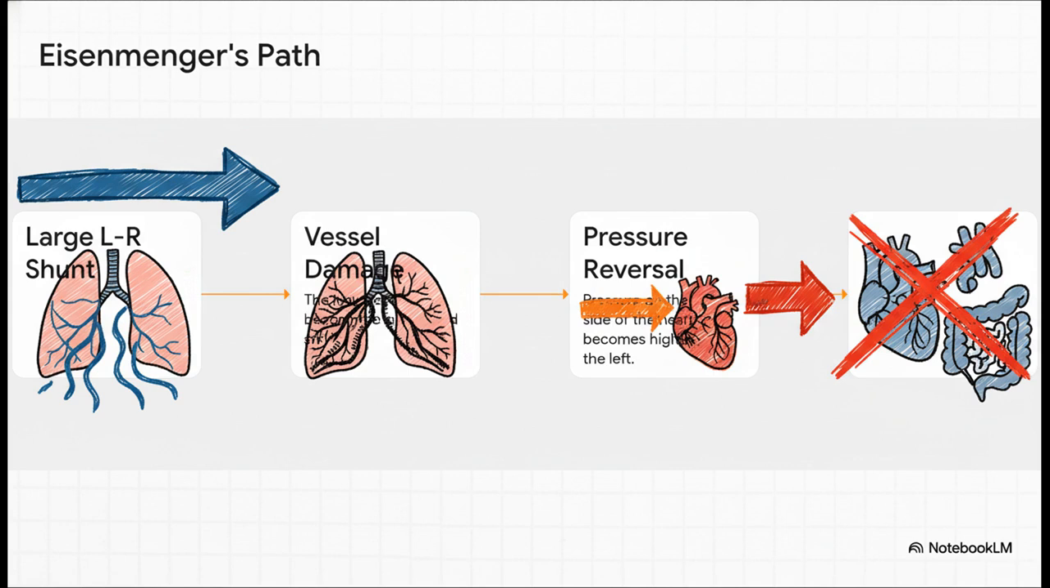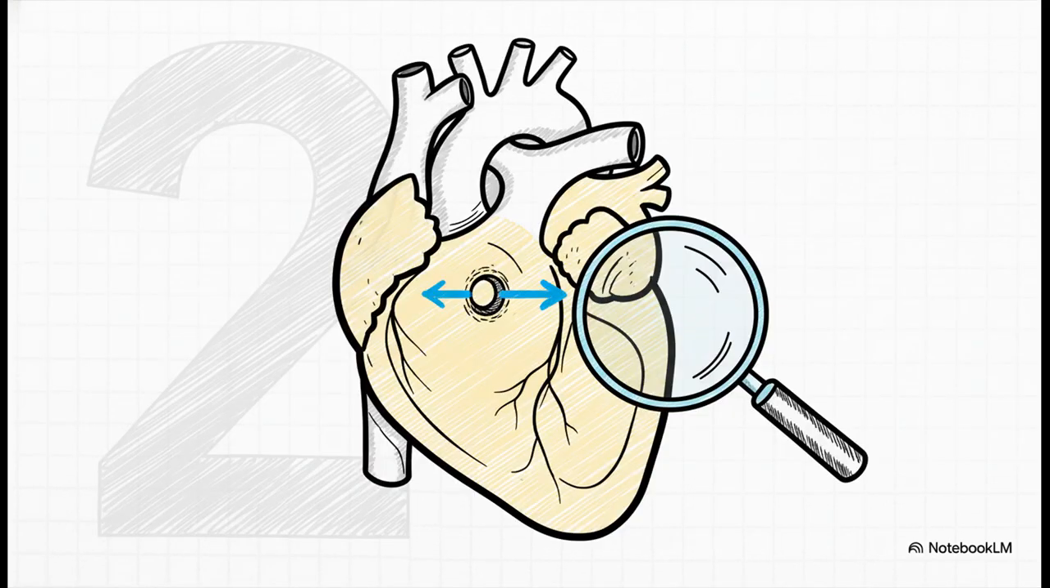The shunt reverses, and now blue, deoxygenated blood starts flowing to the body, causing cyanosis. And once that happens, the damage is sadly irreversible, which is exactly why fixing large VSDs early is so critical. Right, let's move upstairs in the heart, shall we?